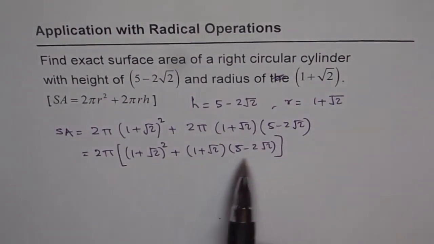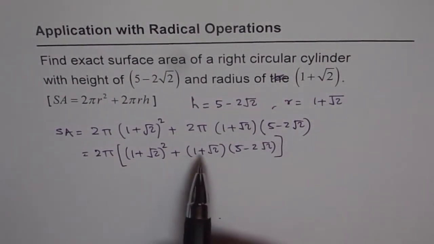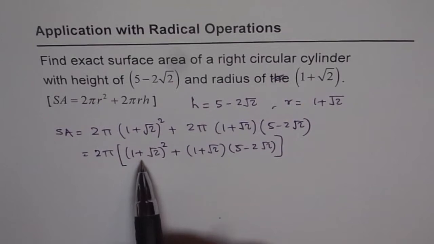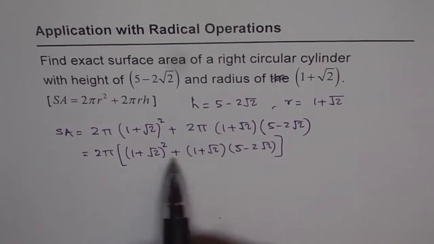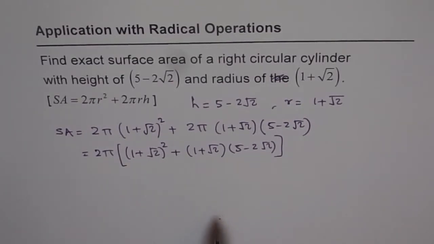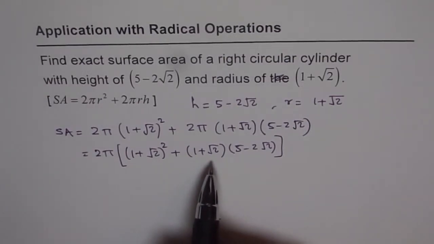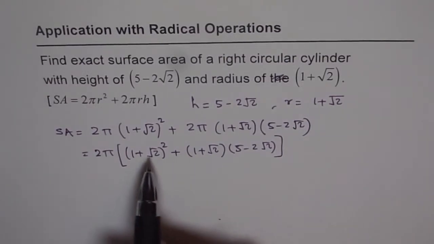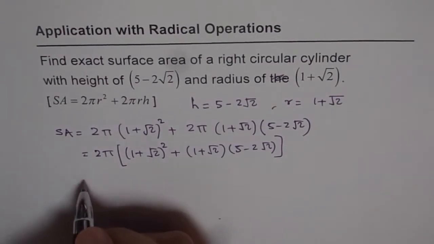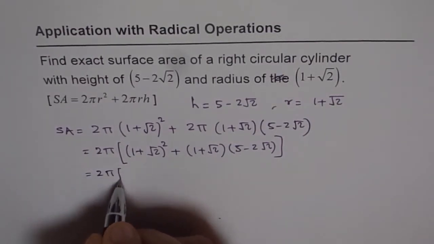Now what we can do is we can really expand. Well, again, we could have taken 1 plus square root 2 common and then we get 1 plus square root 2 plus this, and then expand and simplify. But that really doesn't help when you're working with square roots. So I think that's a good stage to expand and write down your answer. So at this stage you can expand and write down your answer.